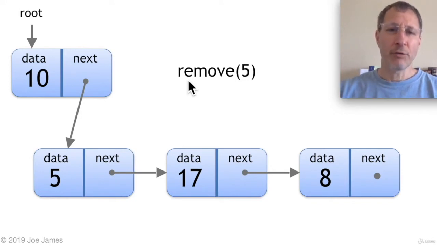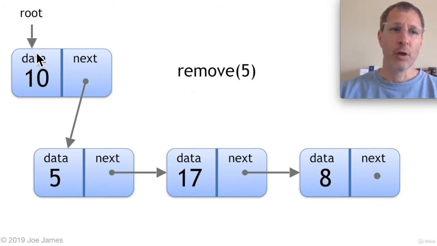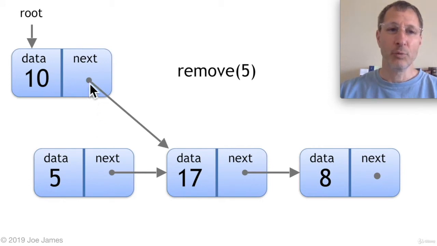But if we have a number that's in the list and we want to remove it, so we're going to remove 5. First we need to find that 5. So we start at the root. We check if this is the number. No, it's not. Is this the number? Yes, it is. So there's the node that we want to remove. Pretty easy to remove it.